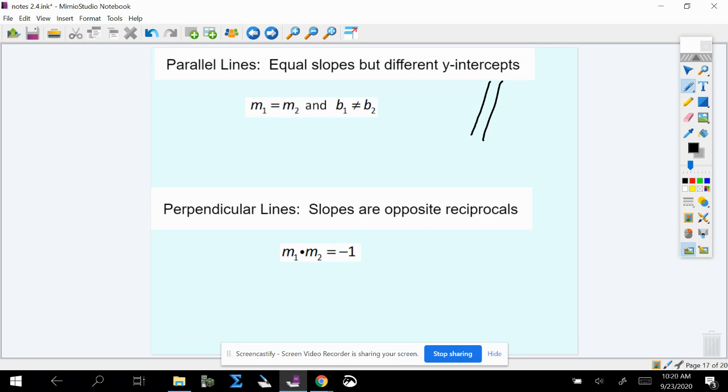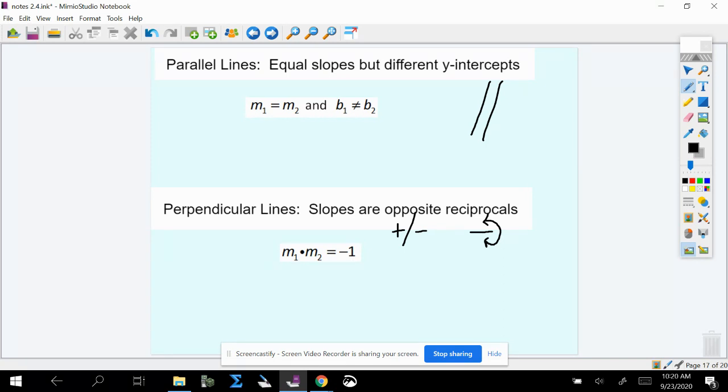If you ever see that symbol, that is telling you that lines are parallel. Perpendicular lines don't have the same slope. Perpendicular lines have what's called opposite reciprocal slope. Opposite means one of them has a positive slope and one of them has a negative slope. And reciprocal means that their fractions have been flipped. So your slopes are opposite sign and reciprocal fractions. One way you can check that is if you multiply the slopes together of perpendicular lines, they will always multiply to give you -1.